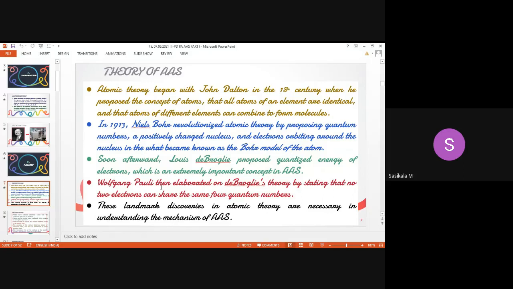Then Wolfgang Pauli elaborated on de Broglie's theory by stating that no two electrons can share the same four quantum numbers. So no two electrons share the four quantum numbers, so each electron's absorbance will also be varying. That is taken for the qualitative study of the atoms. These landmark discoveries in atomic theory are necessary in understanding the mechanism of atomic absorption spectroscopy. That's what we have seen about the atom, and the role of electrons also.